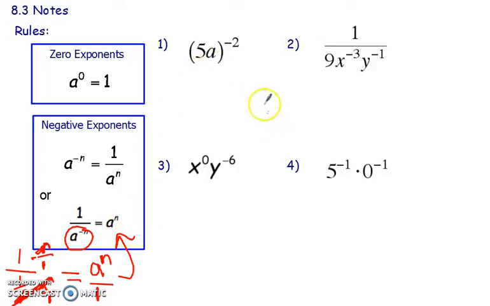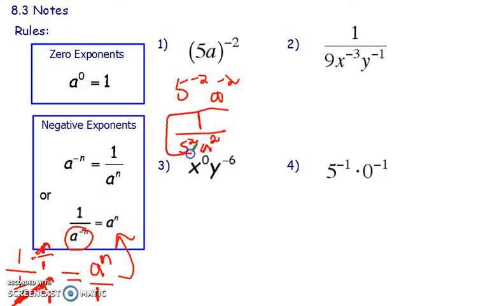So if we had things like the 4 examples on the screen here, first thing I'm going to do is make 5 to the negative 2, then a to the negative 2, but because they're both negative exponents, I can move them both into the denominator, and we will end up with 1 over 5 squared a squared. Same thing goes with the numbers over here.